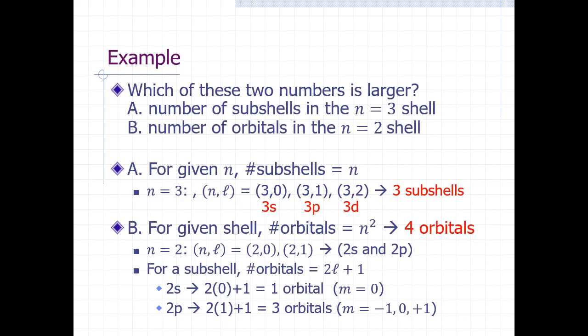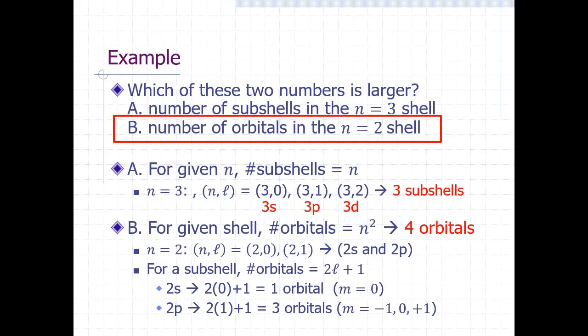So, the total number of 2s and 2p orbitals is 4. The correct answer is B. There are more orbitals in the second shell than there are subshells in the third shell.